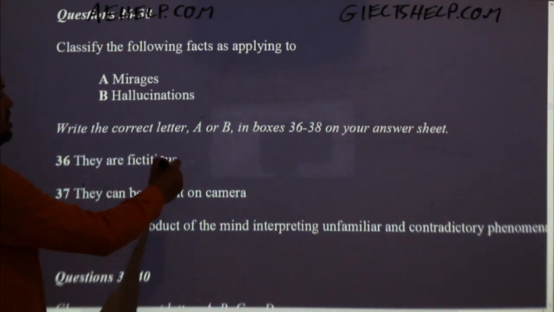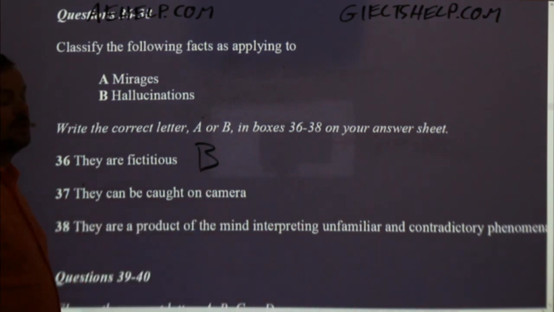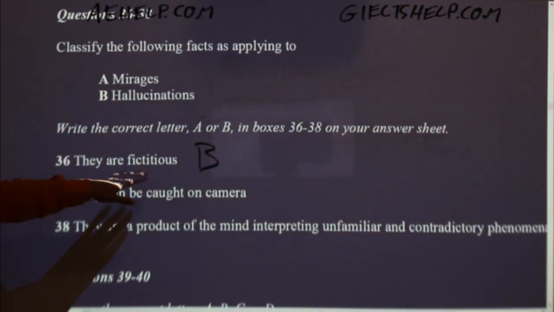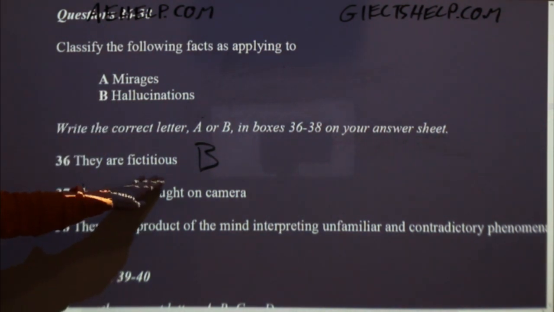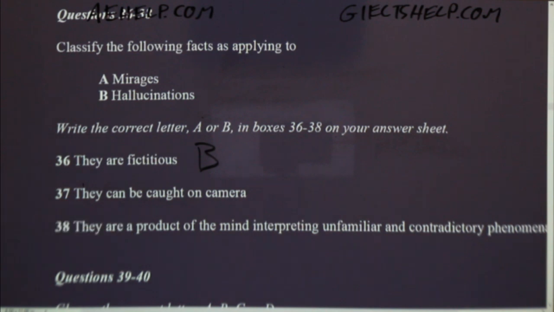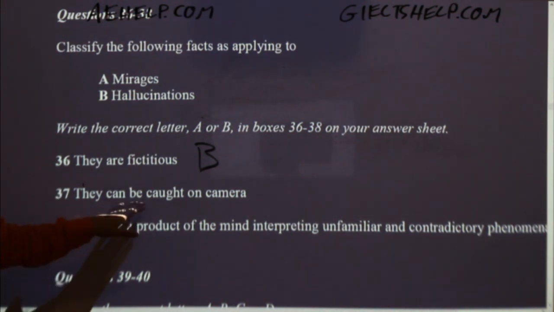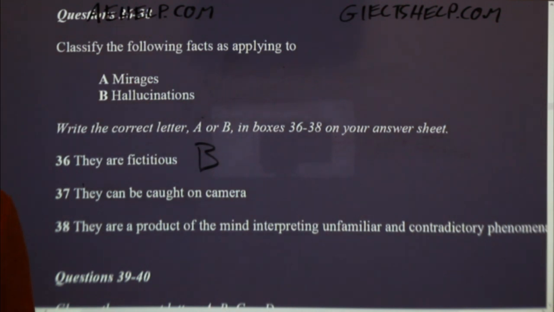It's a hallucination. Hallucinations are not real. So if you see pink elephants dancing in your living room, that's a hallucination. It's fictitious. It's not real. If you don't know that word, write it down. Learn it for vocabulary. Number 37, they can be caught on camera.